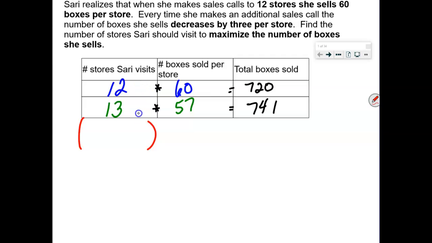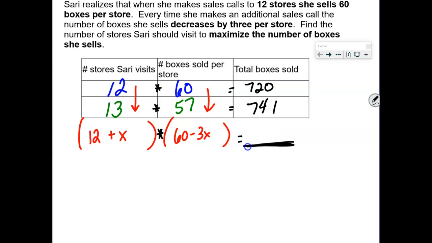So how could you express this column knowing that we start at 12 and then we move down in such a fashion? What would that look like for algebra? 12 plus x. There we go. And then this column, you start at 60, but how do we move down the column? Minus 3x. Very nice. And then we already know that we're supposed to multiply these together, and that's going to produce whatever this answer is supposed to be.